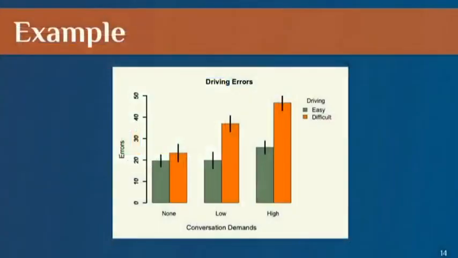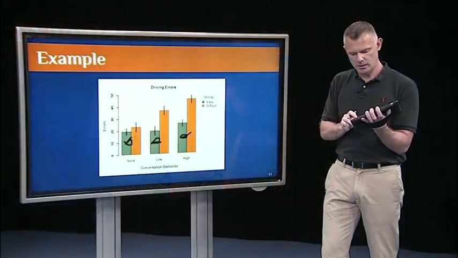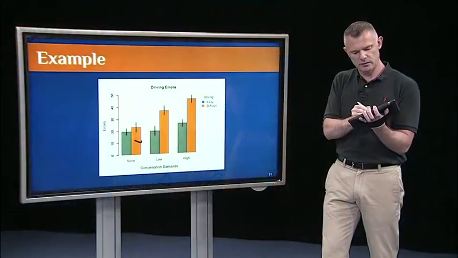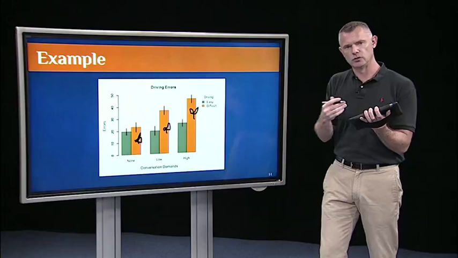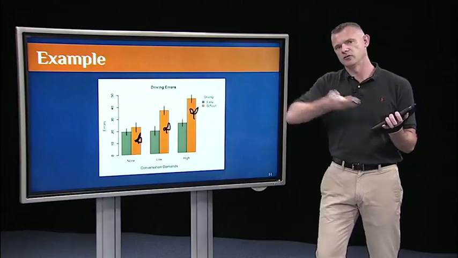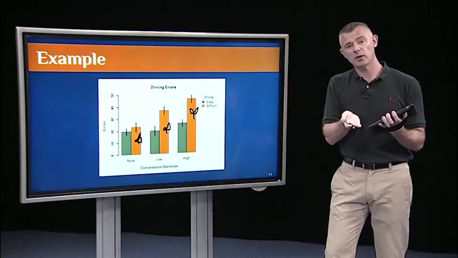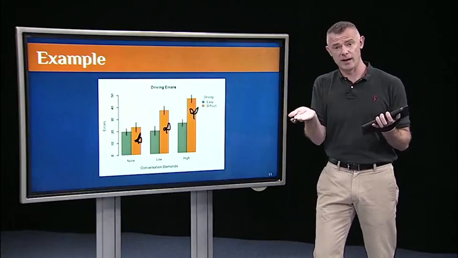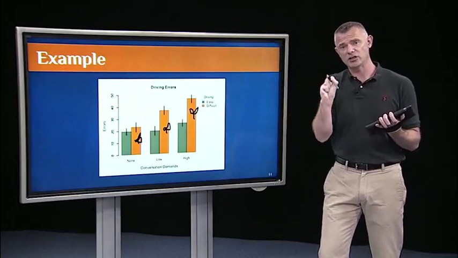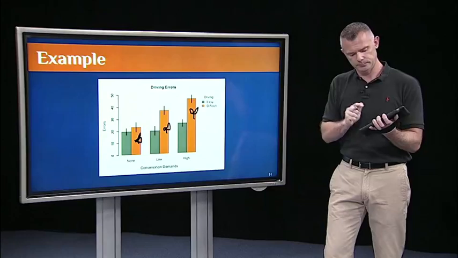So look at the effect of conversation demand in the easy driving simulator. So this guy, this guy, this guy, not much of an effect. It's going up a little with conversation demand, but not much, especially relative to the orange or lighter bars, right? And it's really going up. So the simple effect of conversation demand is different at each level of driving difficulty.